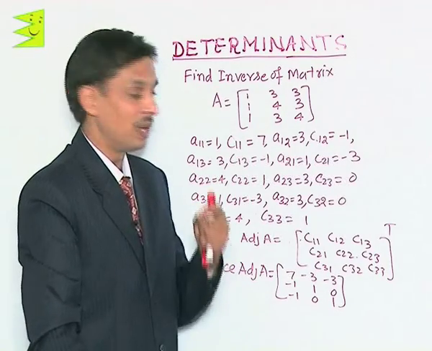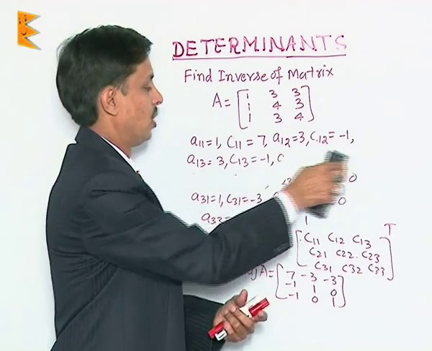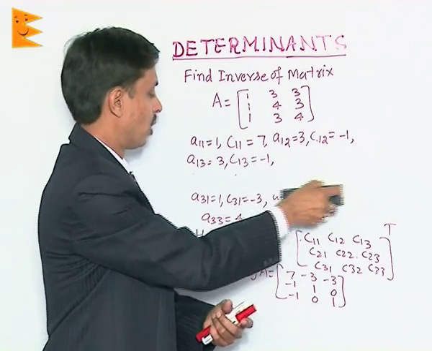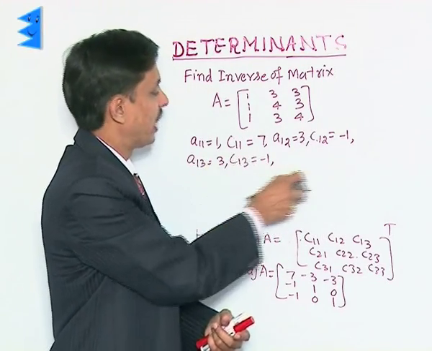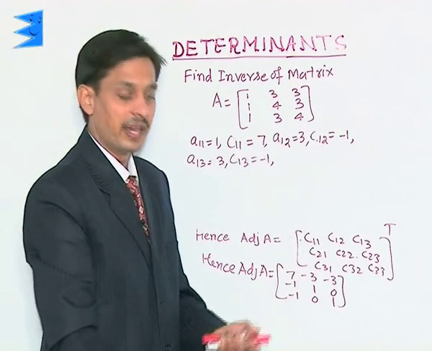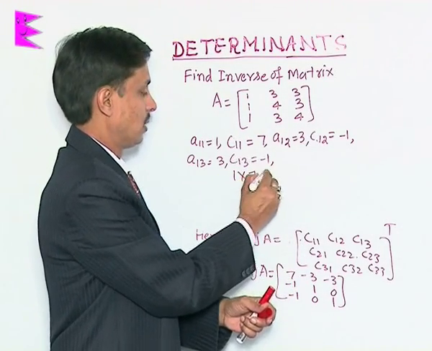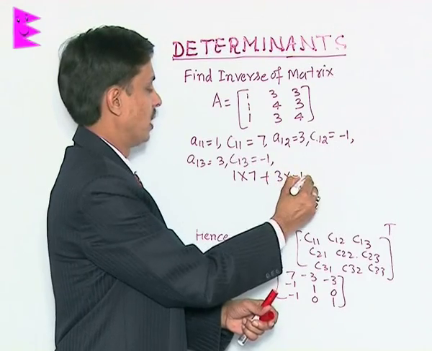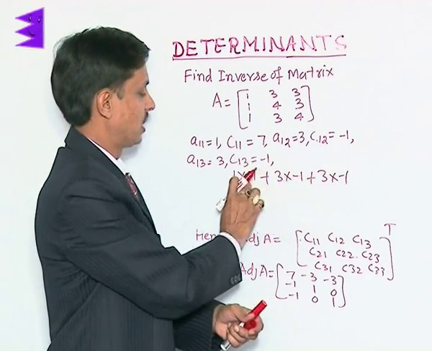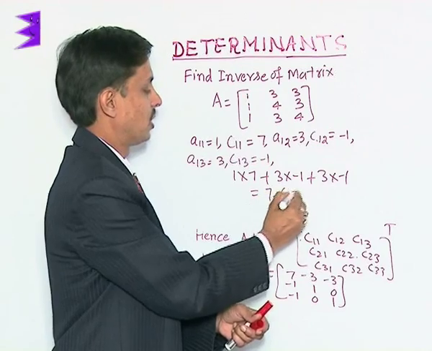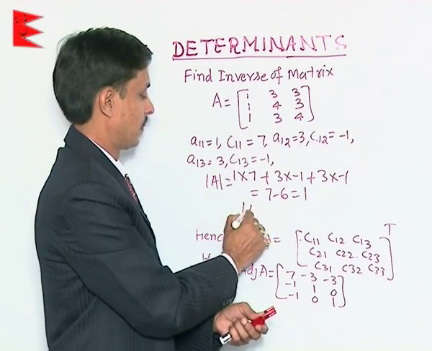That value will be equal to the determinant value. I also explained earlier that if we take any row or any column and multiply it with the corresponding cofactors, 1 into 7 plus 3 into minus 1 plus 3 into minus 1, that is 7 minus 3 minus 3, 7 minus 6, which is 1. This is the value of the determinant.